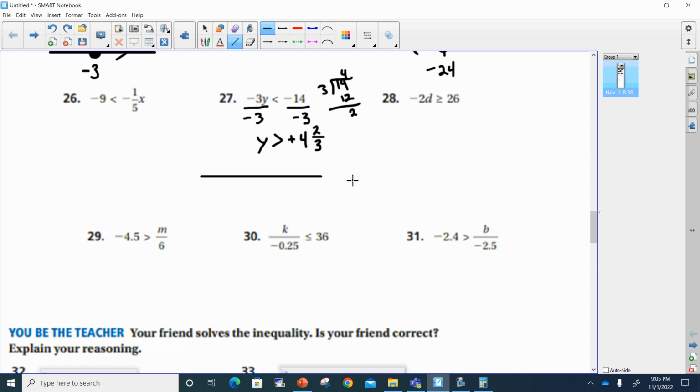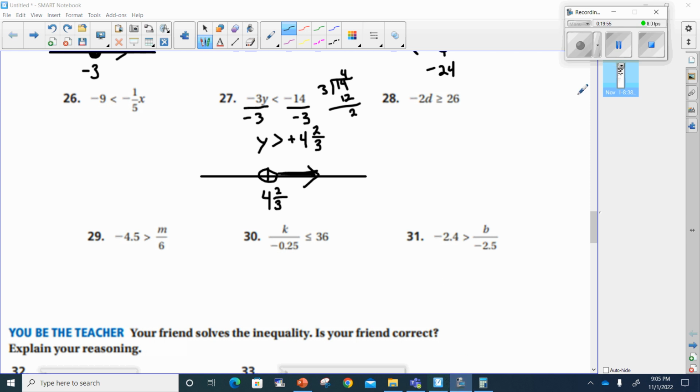And now I'll put my line over here. And I'm going to put 4 and 2/3 here. There's no line underneath, so I'm going to put an open circle. So the answer cannot be 4 and 2/3, but since y is bigger than it, it will be all the numbers that are bigger than 4 and 2/3.